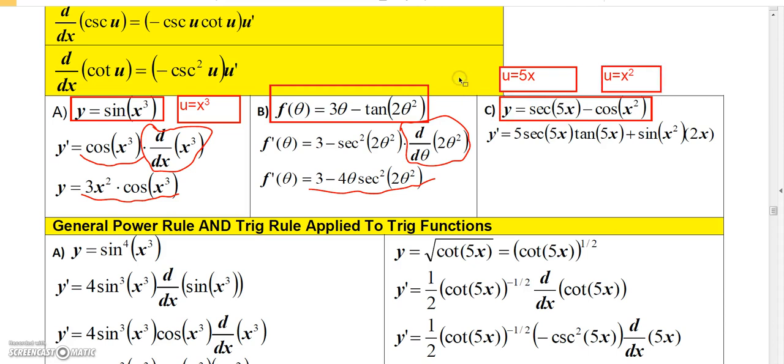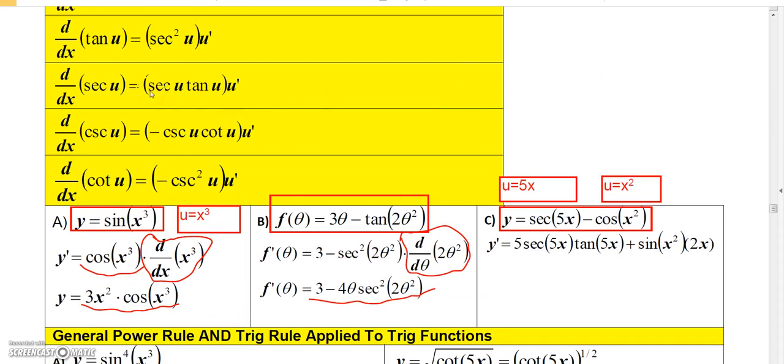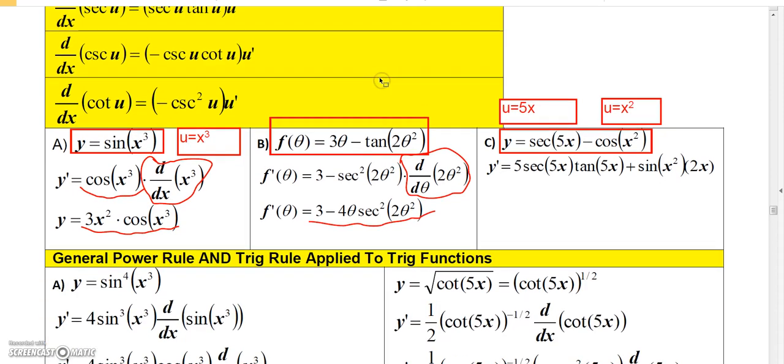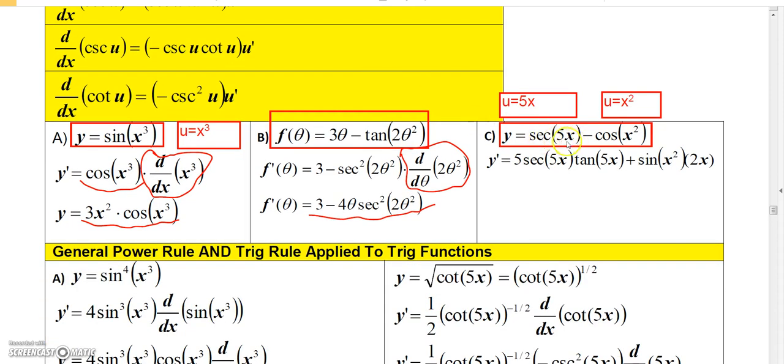So what's the derivative of secant u? Go up here, the derivative of secant u is secant u tangent u times u prime. Well, then that would mean that the derivative of secant 5x is going to equal secant of 5x times tangent of 5x, and then times the derivative of 5x, and that's where the 5 comes from. The derivative of 5x is 5.